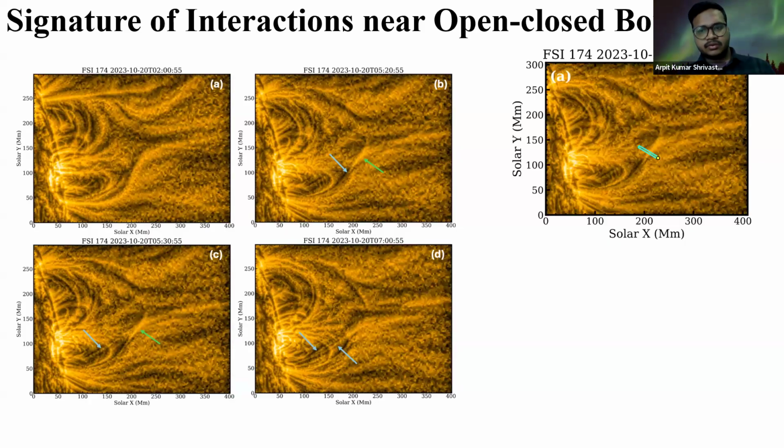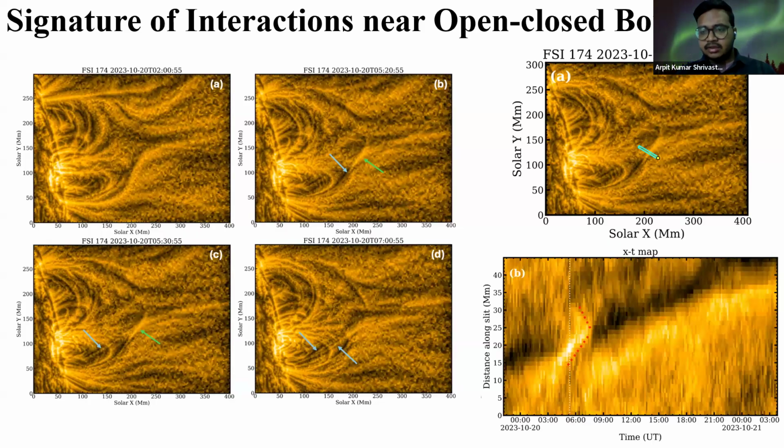That's what we have shown here, where you take a slit perpendicular to the interaction region, and you see that the structures inside the pseudo-streamer core are coming towards the open field lines near the boundaries, and the structures inside the pseudo-streamer and the open field lines are coming close to each other. So that's why I'm saying that there is interaction happening between open and closed field lines, near the open-closed boundary.